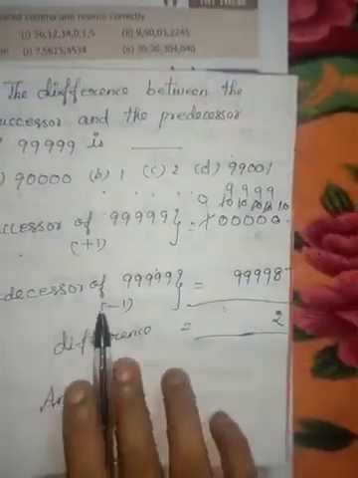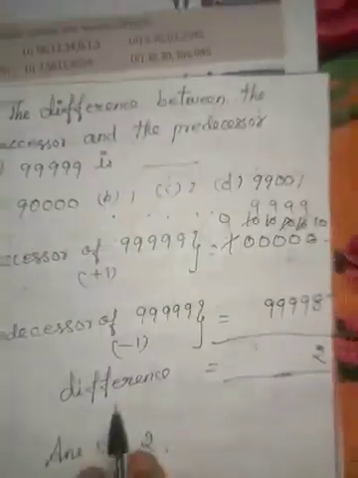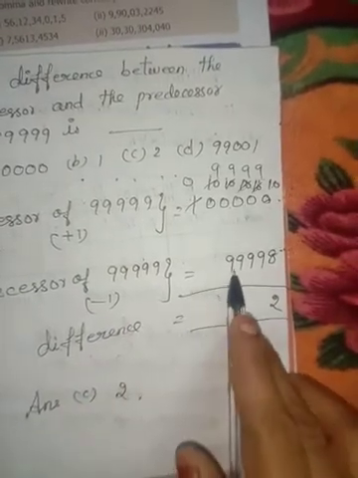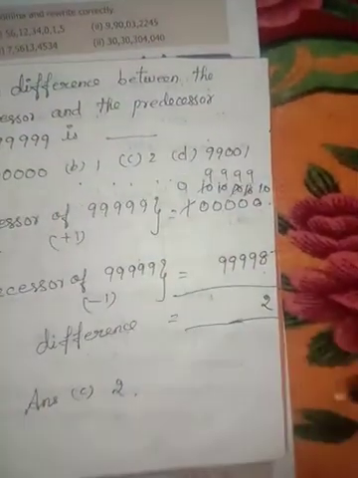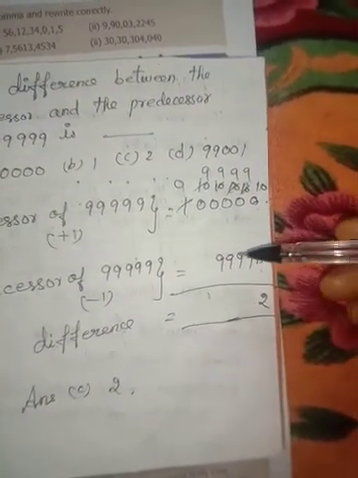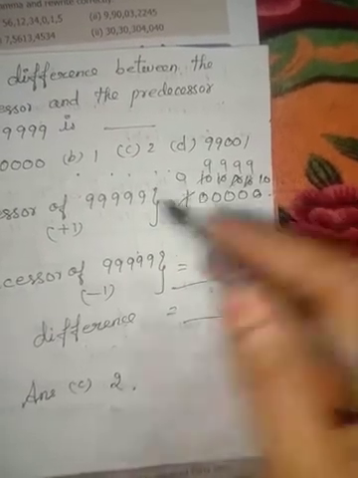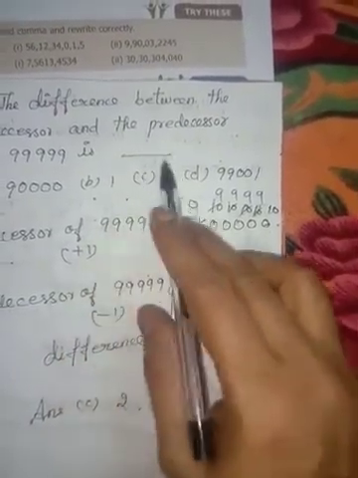The predecessor means when 1 is subtracted from the given number. So that is 99,998. We are asked the difference. What is the difference between 1 lakh and 99,998? That is 2. So the answer is 2. Among the given options, what answer do we choose? I choose option C, that is the answer 2.